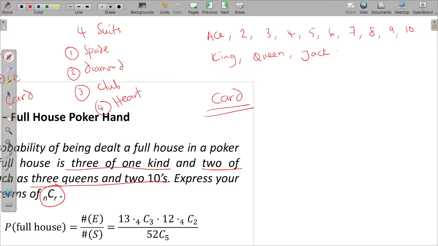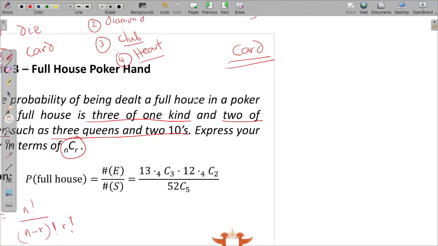That is 4. Each of these 4 suits has 13 cards like this. The spade has ace up to jack. The diamond also has the same 13 types. Club also has 13 types like this. Heart has 13 types like this. Please take note of that. That is a standard deck of cards.